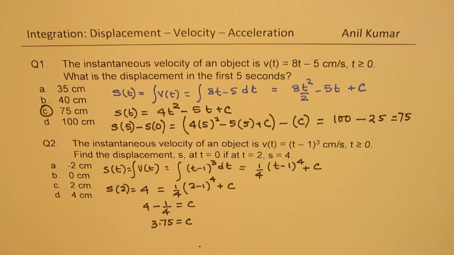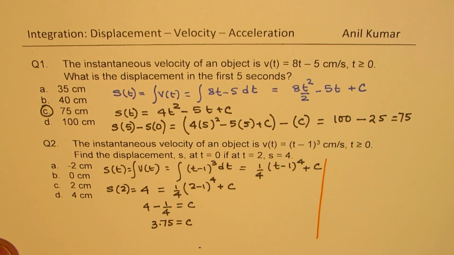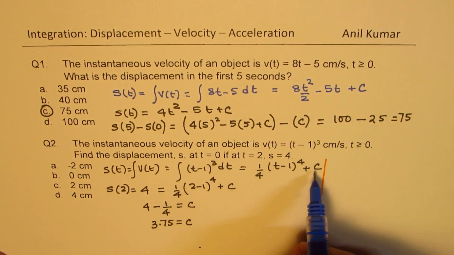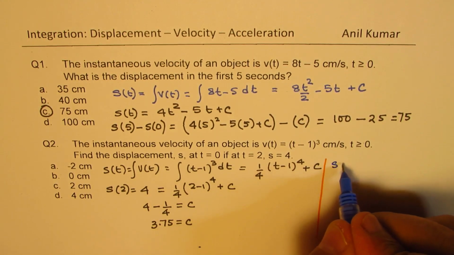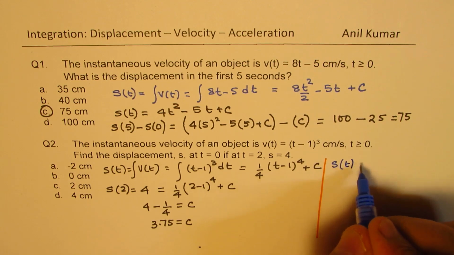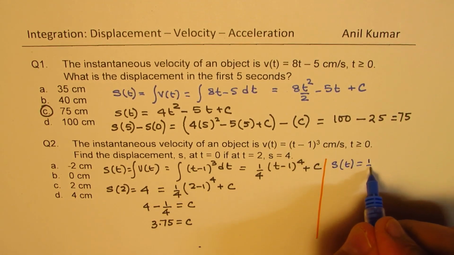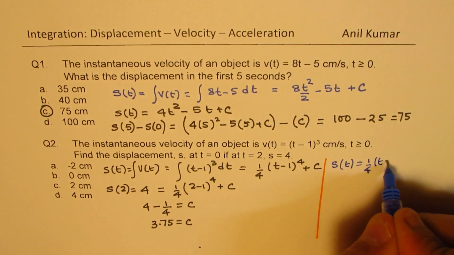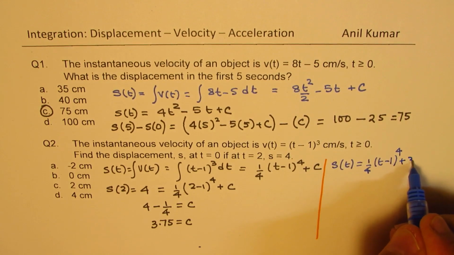Okay, so let me use the right side of the page to find the answer, right? So we'll find it here. So c is for us 3.75. So we can say s of t is now equal to this expression, 1 over 4 t minus 1 to the power of 4, plus 3.75, right?